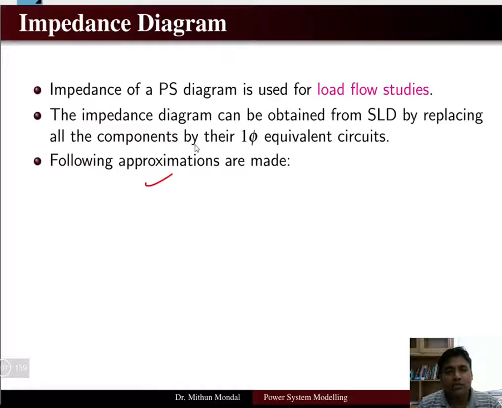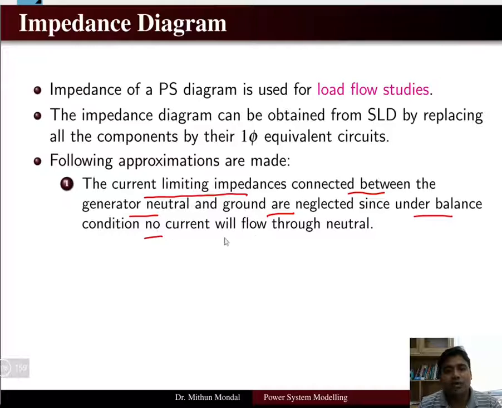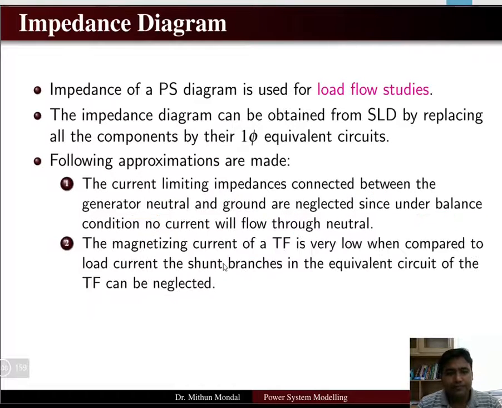Now what are the approximations that are done? The current limiting impedance connected between the generator neutral and ground is neglected, since under balanced conditions no current will flow through the neutral. So if you have a star connection with the neutral reactance grounded, under the balanced condition there will not be any current flowing through the neutral.